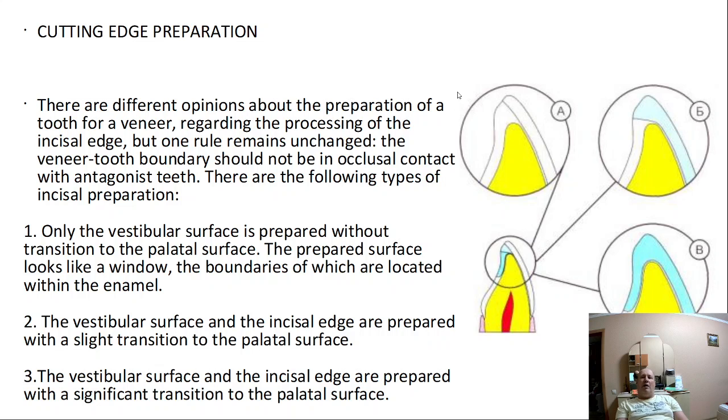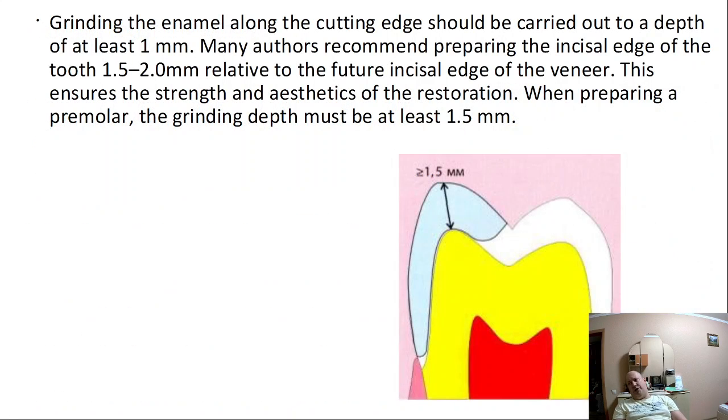First, A. Only the vestibular surface is prepared without transition to the palatal surface. The prepared surface looks like a window, boundaries of which are located within the enamel. B. The vestibular surface and the incisal edge are prepared with a slight transition to the palatal surface. And as the last one, the vestibular surface and the incisal edge are prepared with significant transition to the palatal surface, especially it's used in the lower jaw.